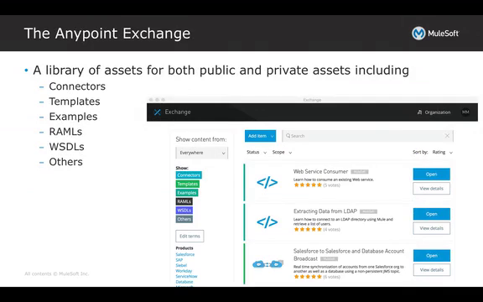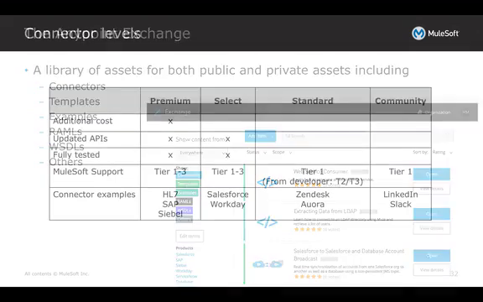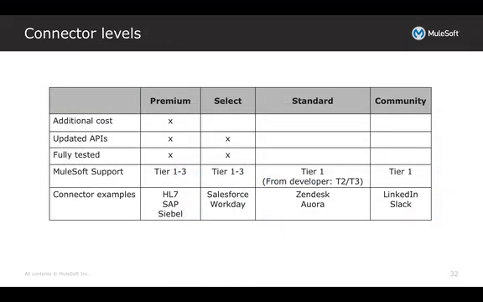One way that you can discover and install these connectors is through Anypoint Exchange. Exchange is a library that you can have for both public and private assets. The public assets are going to include MuleSoft contributed connectors, templates, examples, RAMLs, WSDLs, and other artifacts as well. Connectors you'll find will have different levels, and you can get more information in our documentation about these levels, but just to give you a high-level graph, you're going to see Premium, Select, Standard, and Community, which each of the respective support, cost, information applied based on this table.